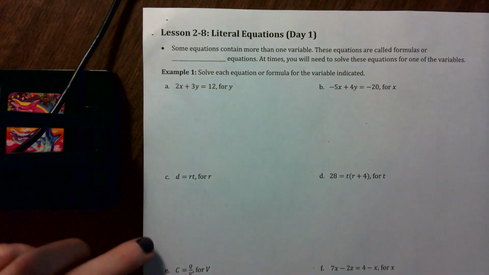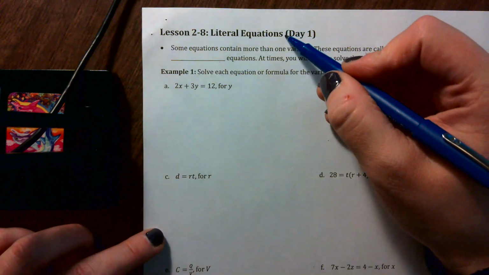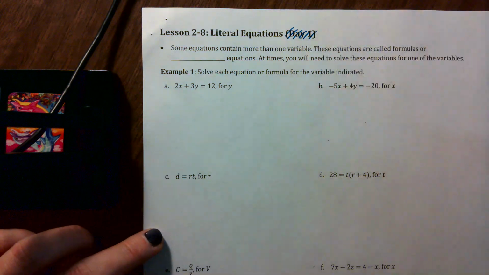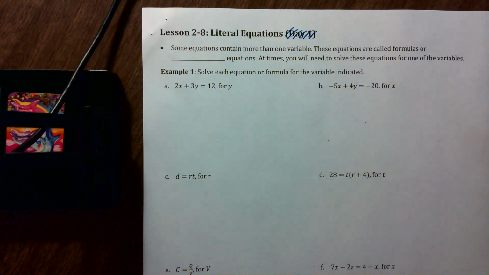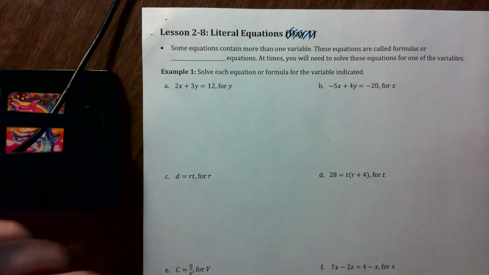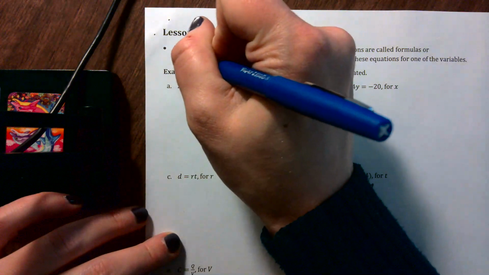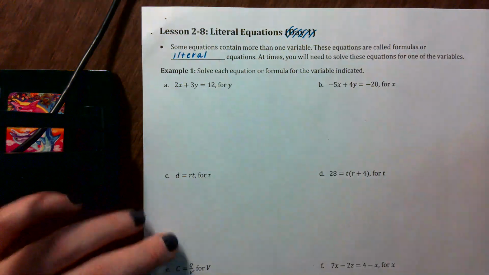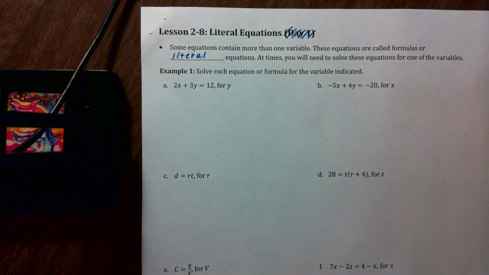Lesson 2-8. We're only going to do one day of this. Some equations contain more than one variable. These equations are called formulas or literal equations. At times you'll need to solve these equations for one or more variables.